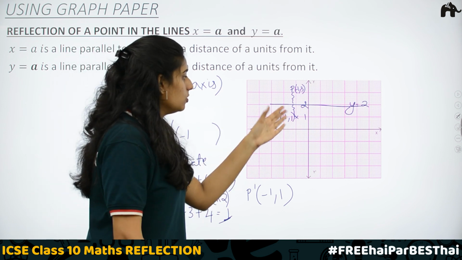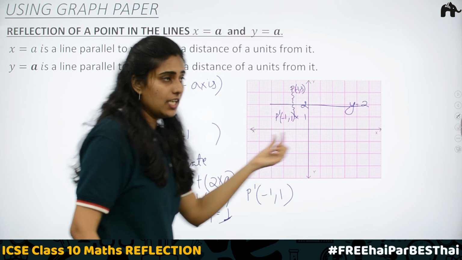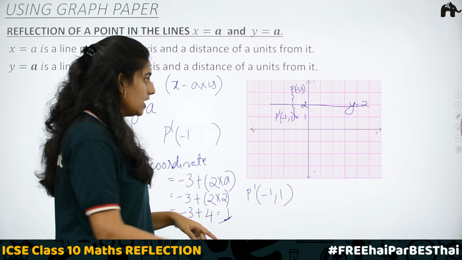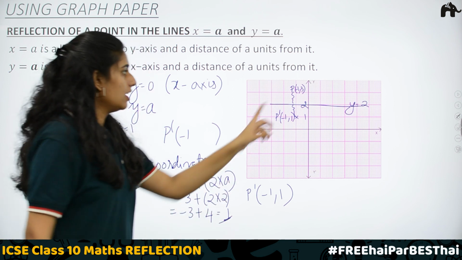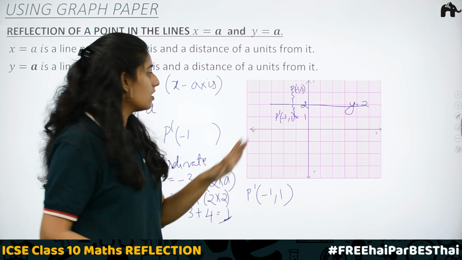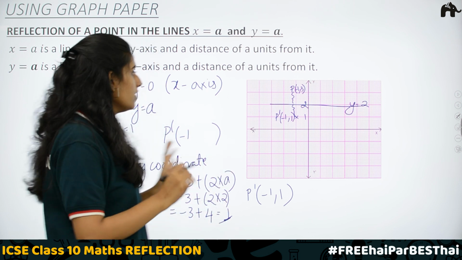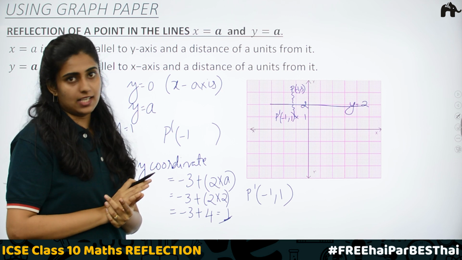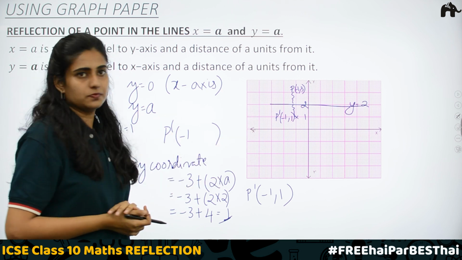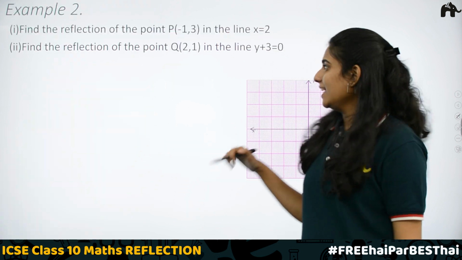What we have to do to get the y coordinate: take the y coordinate of the point, take the opposite sign of it and add 2a to it. Here the a value is equal to 2. The same thing which we have done with the other axis, when we had x is equal to a lines, the same thing we are doing for y is equal to a lines also. Got it? Let us take an example.